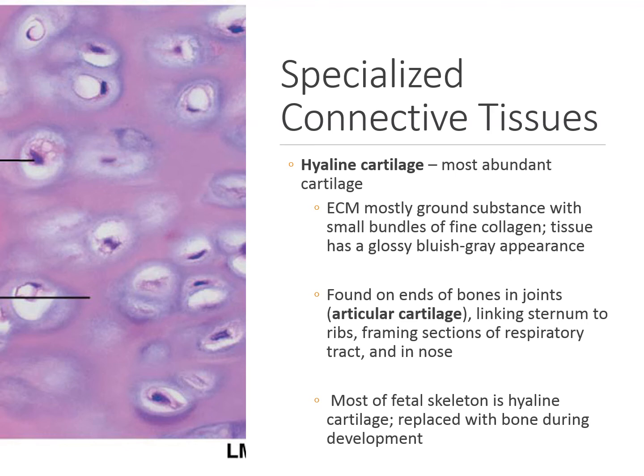You'll also find it linking the sternum to the ribs and framing sections of the respiratory tract, and you'll find it in the nose as well. Most of the fetal skeleton is hyaline cartilage, but it gets replaced with bone during development.